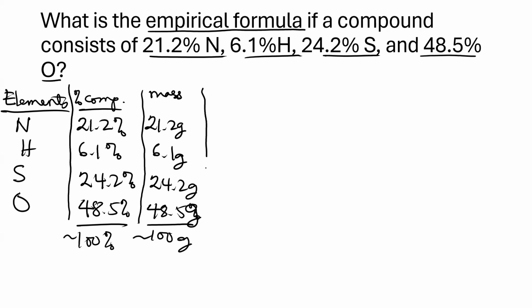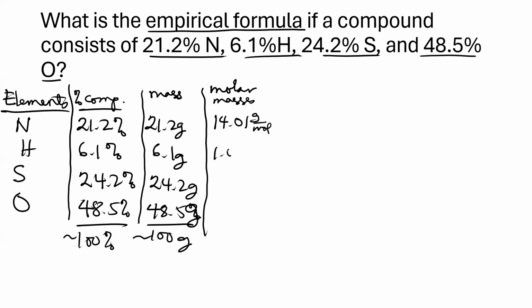Now, again, we need to convert this to moles. Therefore, we need to divide this by the molar masses of the elements. So remember, the molar mass of nitrogen is 14.01 grams per mole.